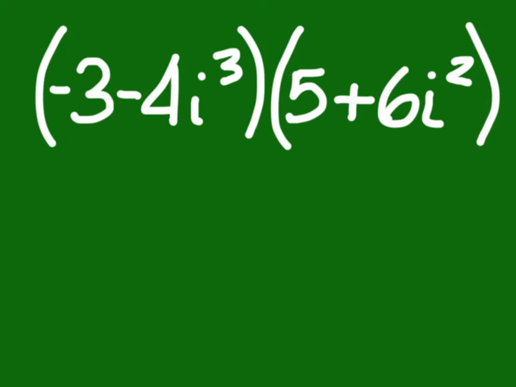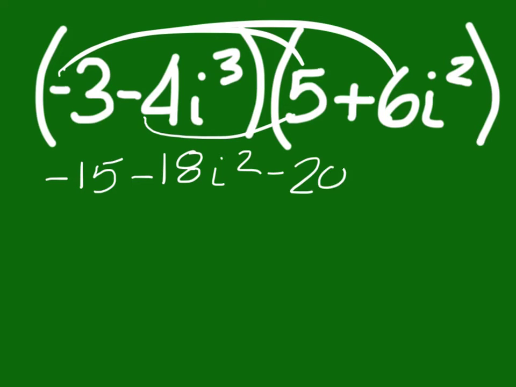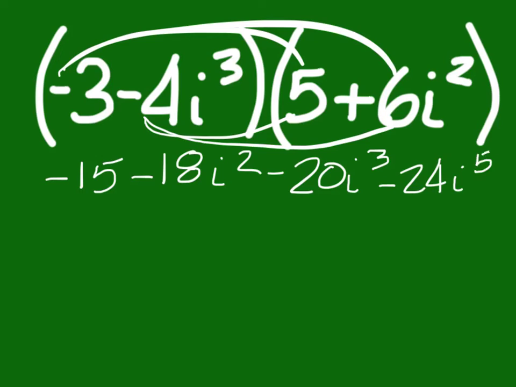Another problem just like that. I need to lower this marker just a little bit. There we go. Negative 3 times 5 is negative 15. Negative 3 times 6i squared is minus 18i squared. Minus 4i to the third times 5 is minus 20i to the third. And then we're going to have negative 4i to the third times 6i squared. So that would be minus 24i to the fifth.